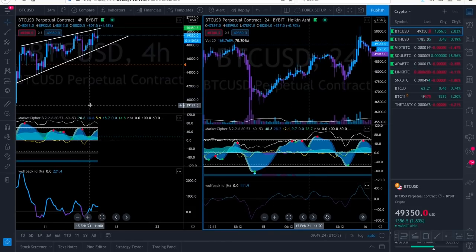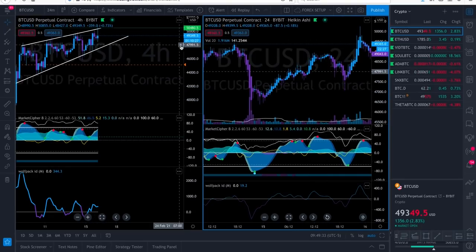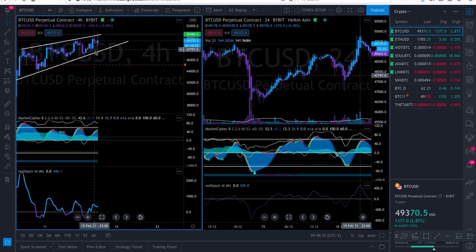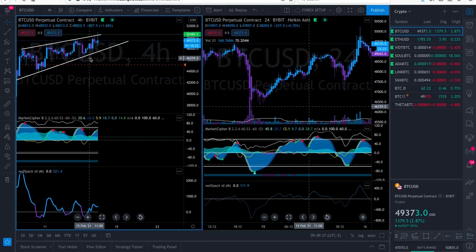When did it print? Printed right here on the 15th of February. Okay. It printed, and I really wanted to enter a trade because look, the price actually did move up after this. So if I had entered this trade, it eventually would have been good for me.